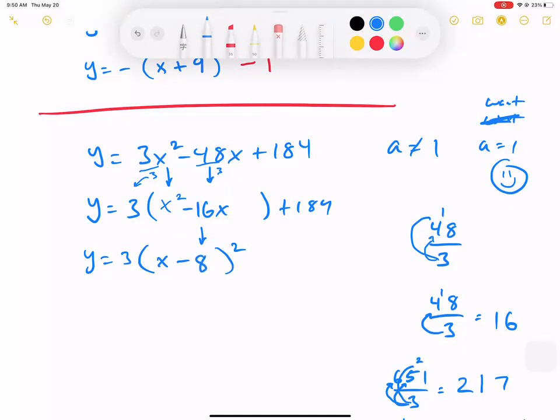X squared minus 16x is x minus 8. What's the perfect C I wish I had? 8 times 8 is positive 64, so I add 64 and subtract 64. Take a look here: we have our perfect square, x squared minus 16x plus 64. That's my perfect square here.